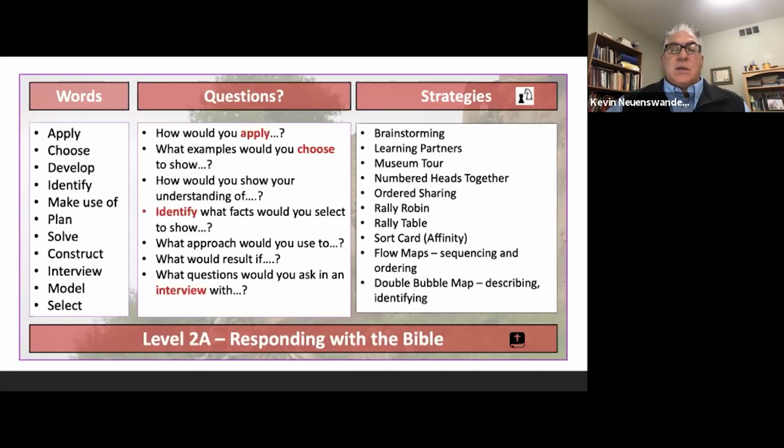Some of the strategies are the same as the last one in the next two: brainstorming, learning partners, museum tour, and numbered heads together, ordered sharing. I'm not going to go through each of those, but hopefully you would see those. If you do the download, you can make copies.